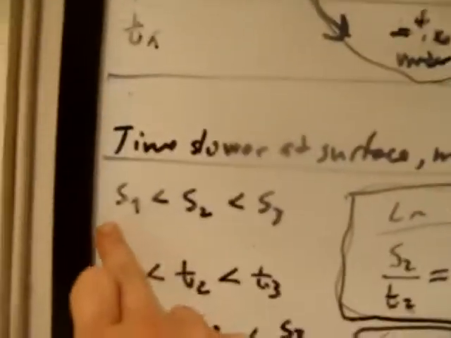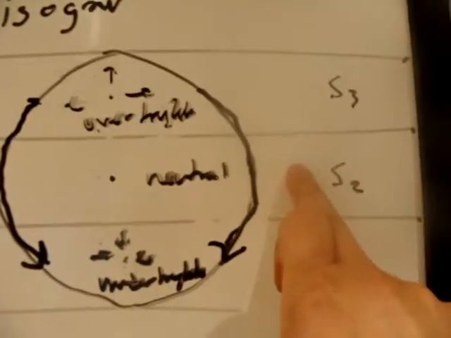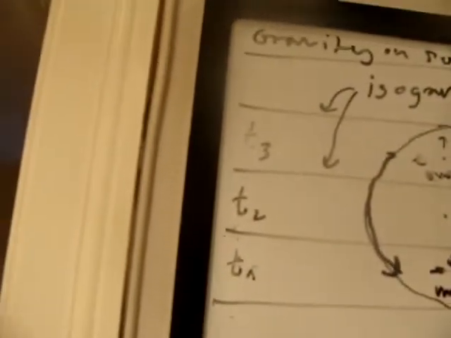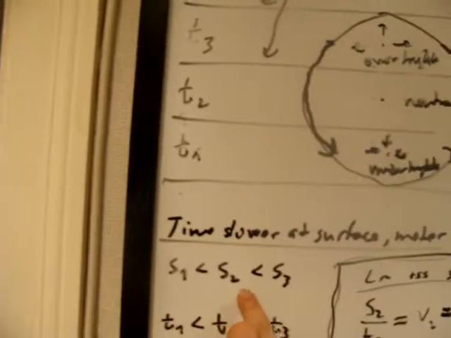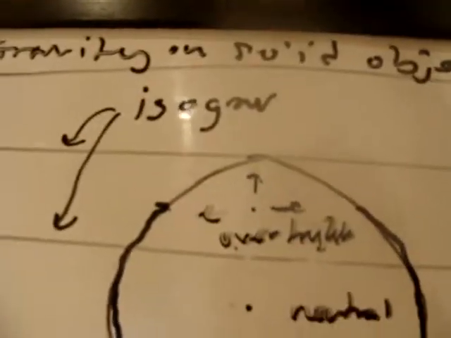This means a meter closer to the surface is less than a meter further from the surface. Let's take S1, S2 and S3 as the spatial coordinates. So S1 is less than S2, is less than S3, if this is away from the gravitating object.